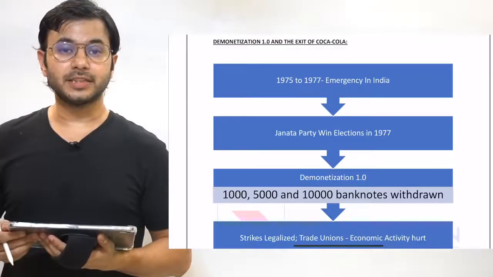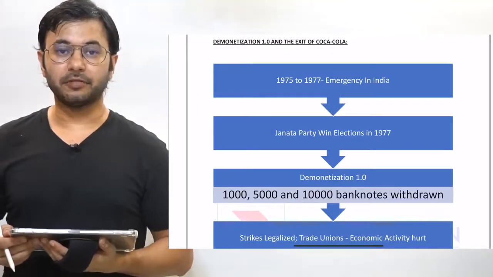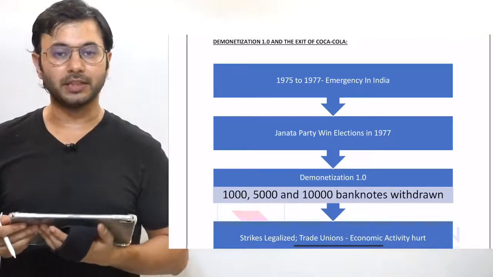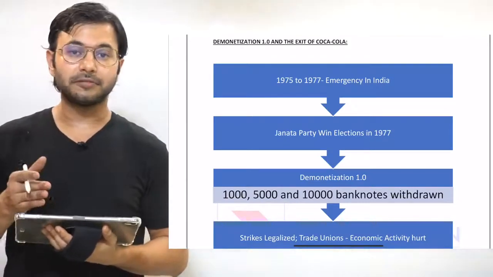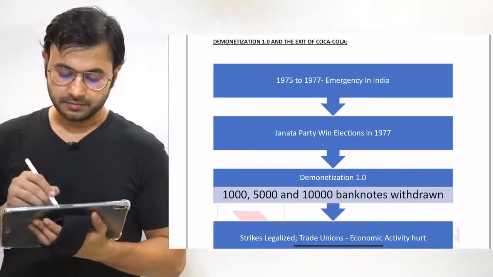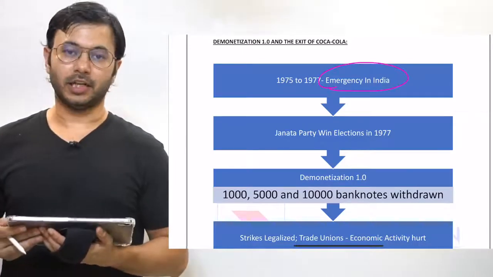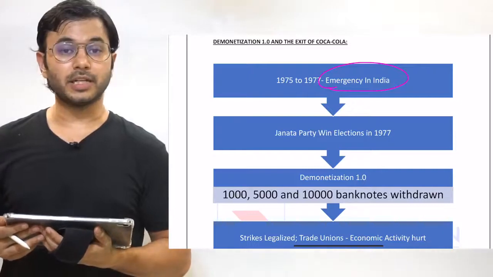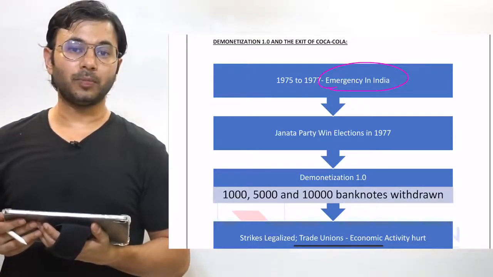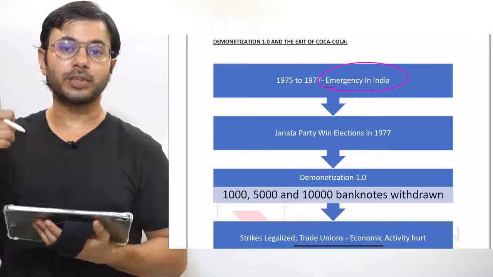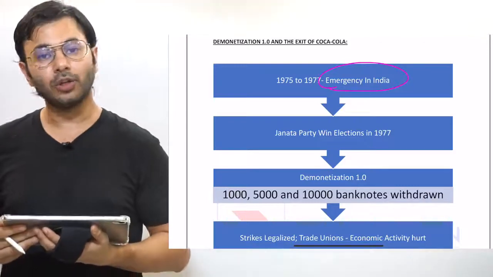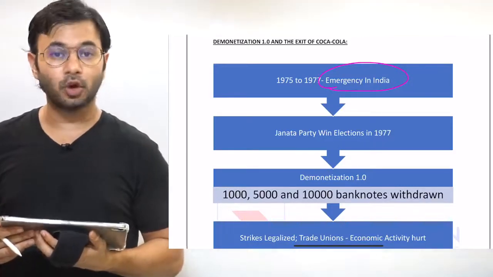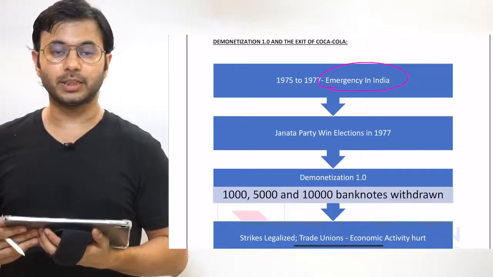From 1965 to 1975, Indira Gandhi ruled as the Prime Minister of India. From 1975 to 1977, we experienced emergency in India. A new government came into power in 1977. The Janata Party won the elections and came into power, and the first and most important step that they took, which also resulted in an economic shock for India, was demonetization 1.0.